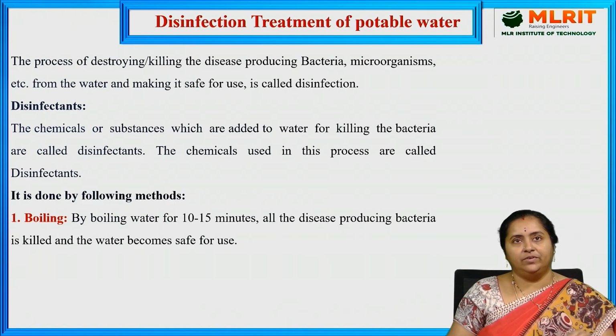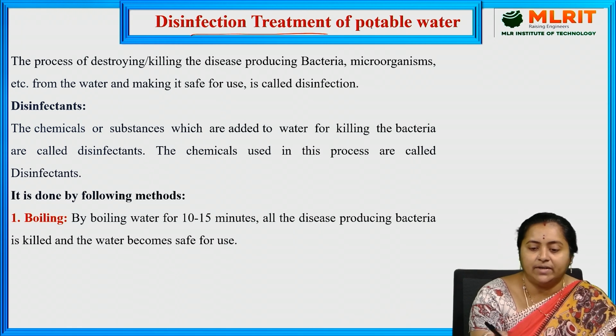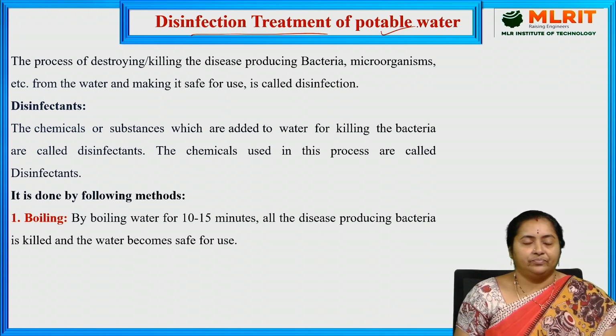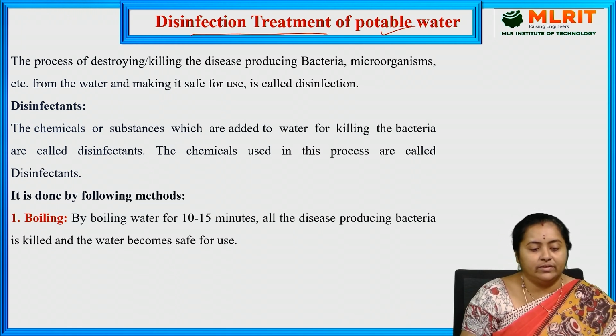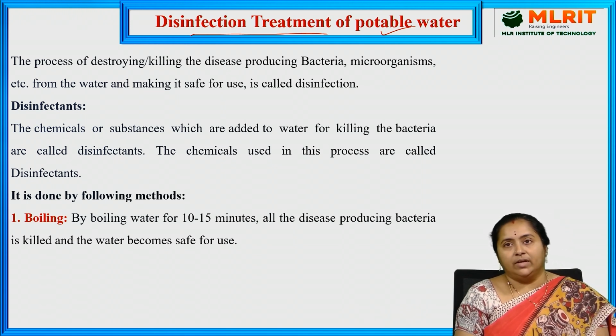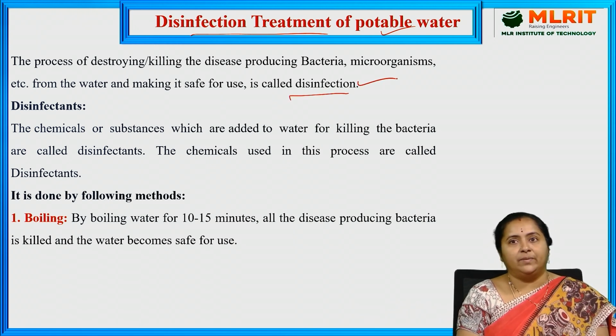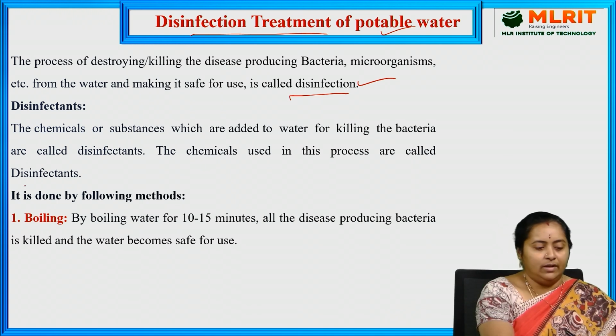So, let us go for disinfection treatment of potable water. The process of killing or destroying disease causing microorganisms like bacteria, algae, fungi, etc. from the water, and making that water safe for drinking usage, is called disinfection. For this process to take place, we need to add some chemicals, which are called disinfectants.